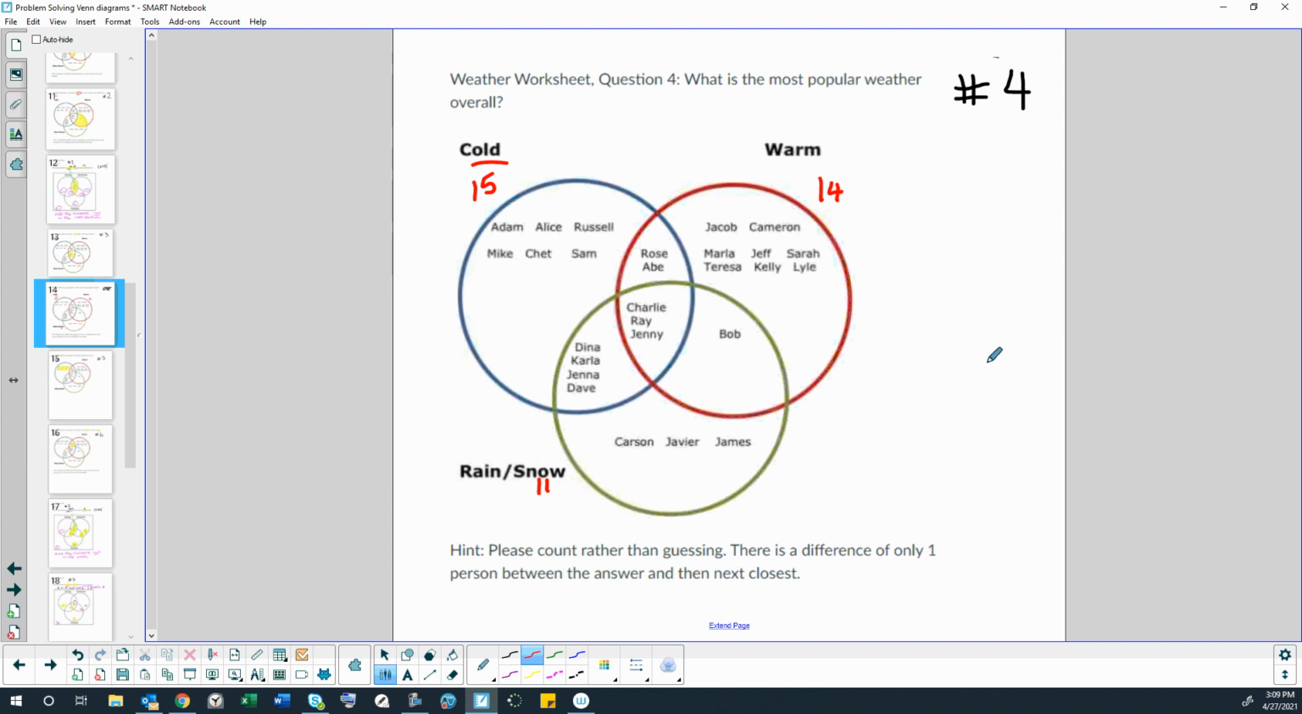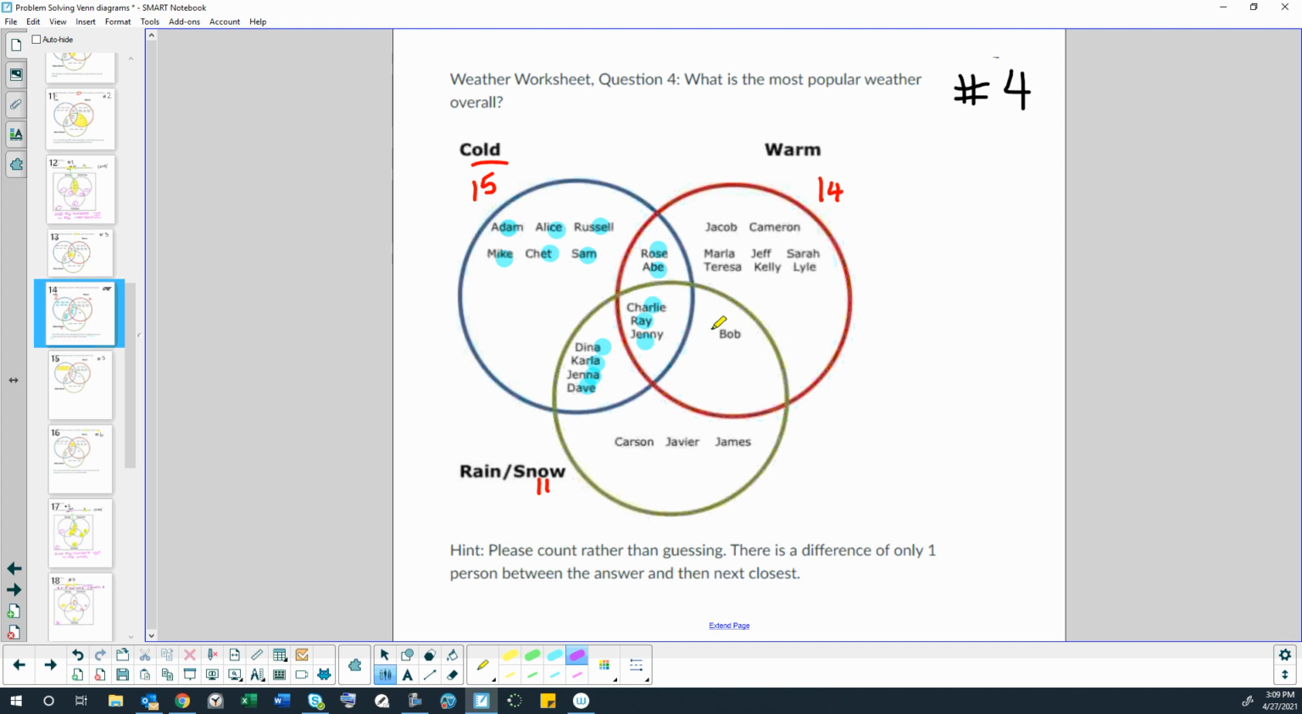Question 4, what is the most popular weather? Well, to figure that out, you actually have to count each of the numbers within each circle. So let's count the ones in the blue circle. 1, 2, 3, 4, 5, 6, 7, 8, 9, 10, 11, 12, 13, 14, 15. So 15 in cold. Now I realize I counted some that were also in the red and green circle, but all of those are in that blue circle that represents cold, right?